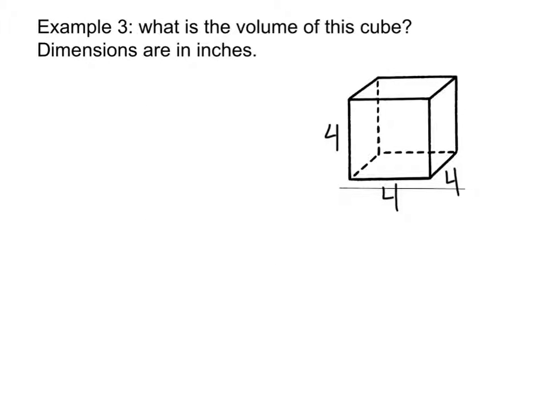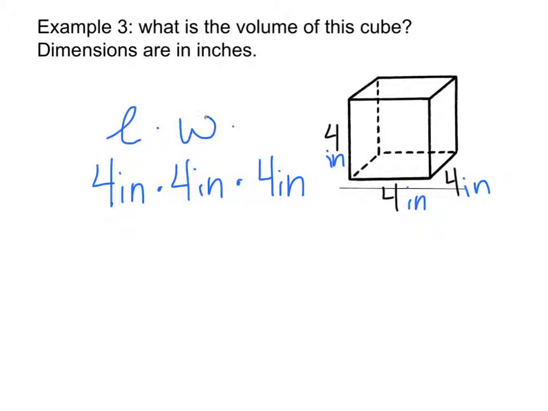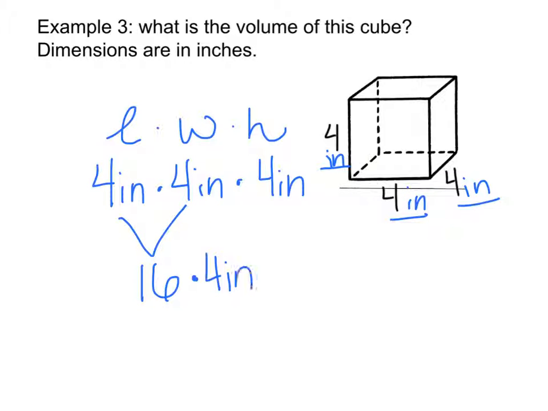In example 3, it says, what is the volume of this cube? They tell us that the dimensions are in inches, so we could label all of these inches. To find this, we're going to take the length, 4 inches, times 4 inches, times 4 inches. Length times width times height. Length, width, height. Therefore, 4 times 4 is 16. Then I still have to take it times this final 4. This is inches squared now. Now, 16 times 4 is 64. I had inches squared times inches, so therefore I now have inches cubed.